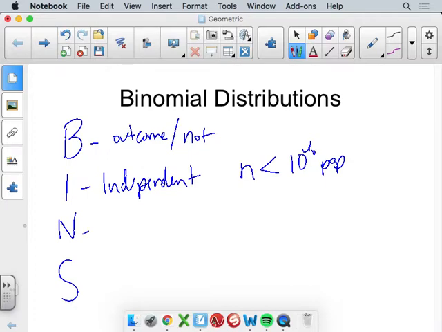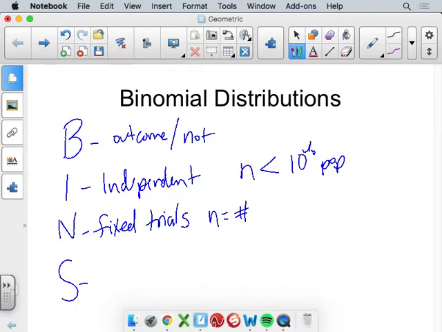What about the N? What was that? That is a fixed amount of trials. Fixed amount of trials, like N equals whatever, a number. Like there was a fixed amount. This is where we're going to change today instead of having a fixed amount.